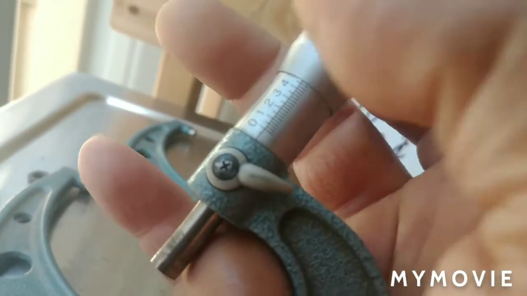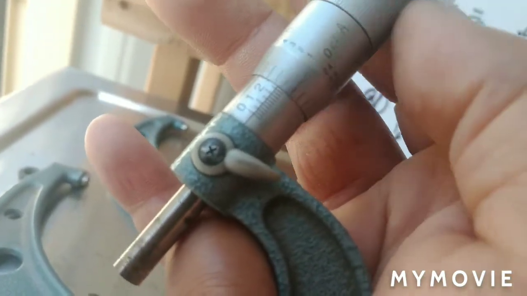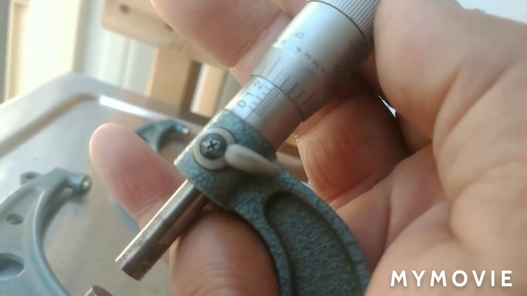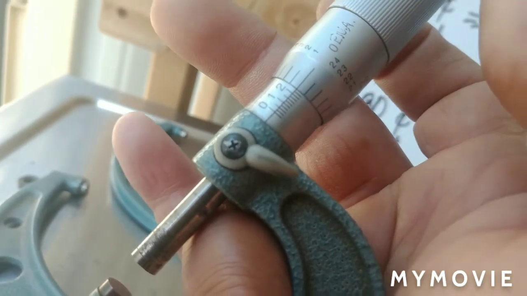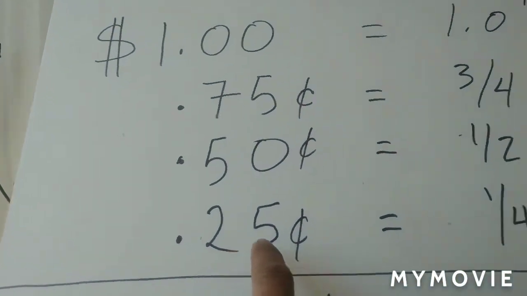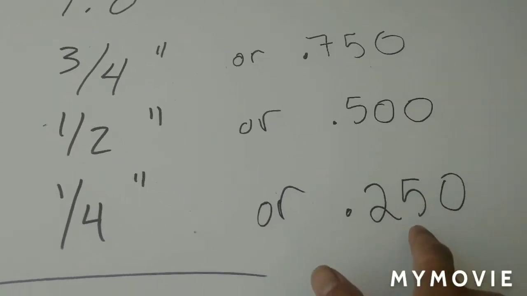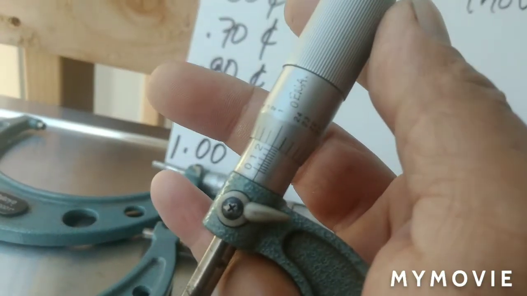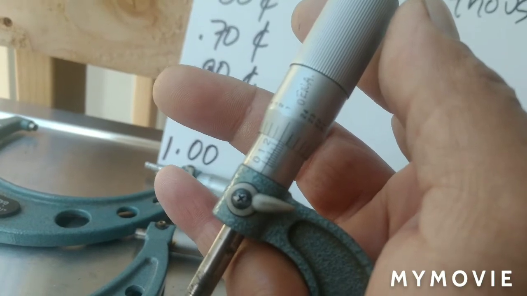All right. 1/4 of an inch is going to be 0.250. That's 1/4 of an inch. 1/4 out of $1 equals 1/4 inch, or 0.250. What you're reading here on the mic is 0.250.